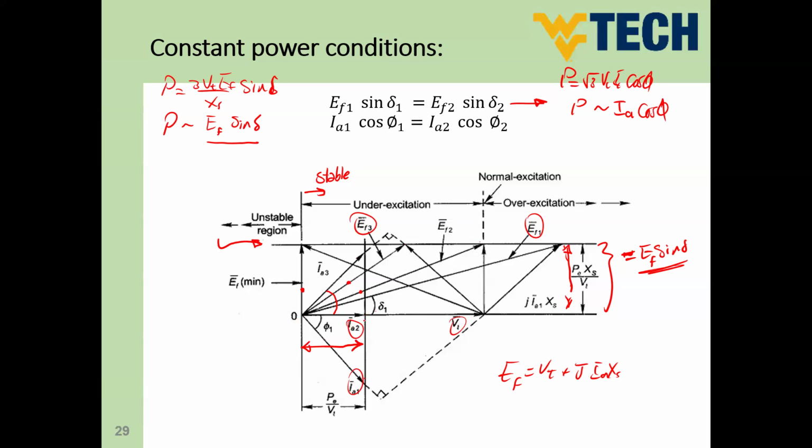So this would be the IA cosine phi in the unity power factor. For the third one, IA3 cosine phi 3 is going to be the same length. So we can say that this line here represents the current locus at constant power factor. And we can say also that IA1 cosine phi 1 equals IA2 cosine phi 2. So we can use this condition, guys. We can use these two conditions if the power is constant. And this is called constant power conditions.